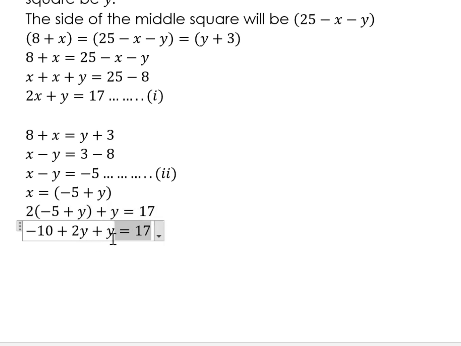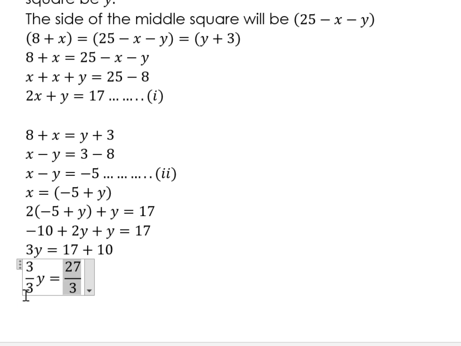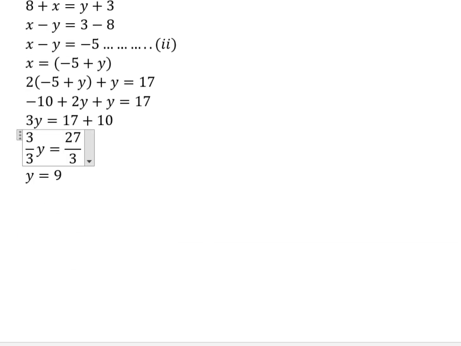Then plus this y is equal to 17. This and this gives us 3y is equal to this 17. And then when negative 10 crosses the equal sign, it changes to positive 10, such that our 3y is equal to 27. For us to get to y, we divide both sides by 3. So if we do that, we will get our y being equal to 9.